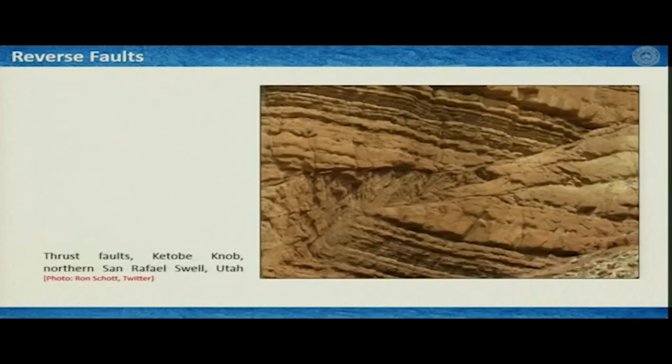Here is an example of a spectacular thrust fault from Utah. So, you see here that this is the fault plane, most likely it goes like this, it is not a single line here. So, this suite of layers, now it is here, so it moved this way. So, this is your footwall, and this is the hanging wall of this fault, and the hanging wall moved upward with respect to the footwall, and therefore, this is a reverse fault.